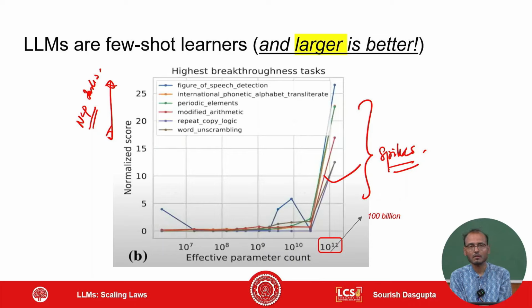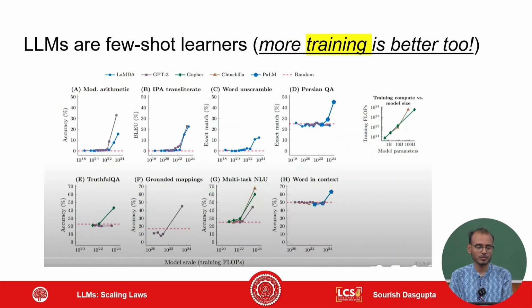So now we roughly could understand that, okay, all right, so there's some sort of sudden performance increase as we keep increasing the number of parameters of the model. What if we also increase the number of training steps, or we can also count in terms of the flops or the floating point operations? What if we increase the training time or the training compute? Can we also see the spike over there as well? And the answer was yes.